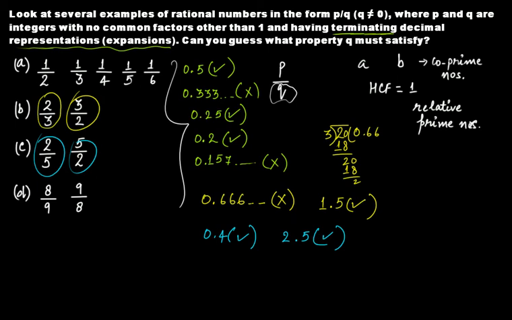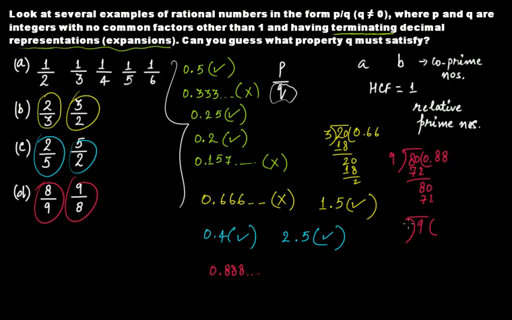Now let's take this 8 by 9. When you divide 8 by 9, you get 0.888 and so on. Now let's divide 9 by 8. So 9 by 8 means 8 times 1 is 8. Then here it should be a decimal point.